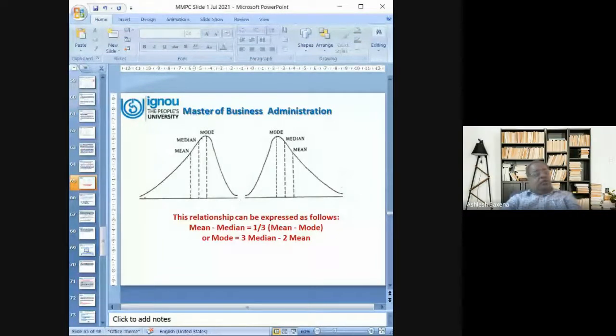हमने आपसे ये कहा था, I told you, मीन मोड मीडियन बराबर होता है. अब मैं आपसे ये कह रहा हूं कि मीन मोड मीडियन बराबर नहीं. हमने आपसे ये कहा कि मीन माइनस मीडियन इज इक्वल टू 1/3 of mean minus mode. From there you got the formula for mode. That is 3 median minus 2 mean.